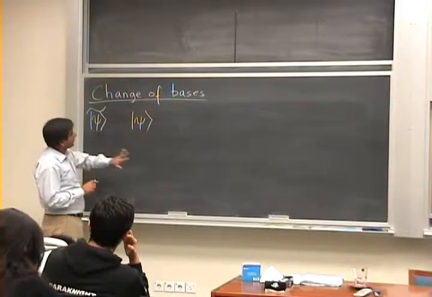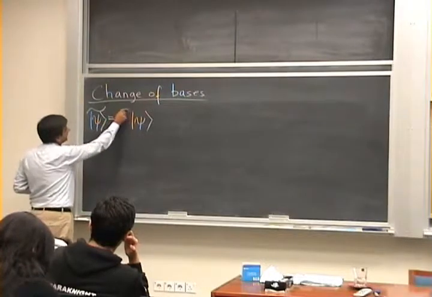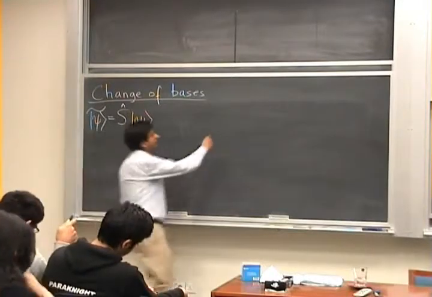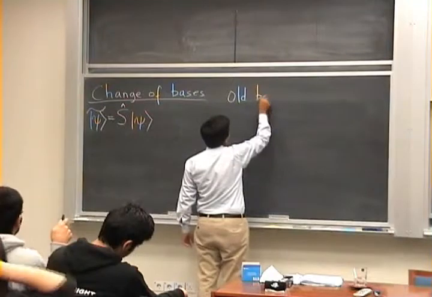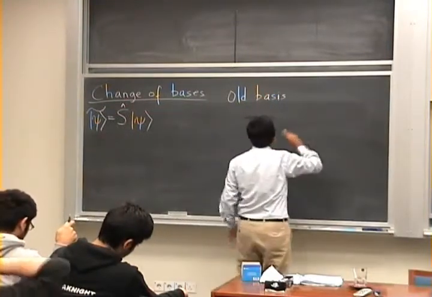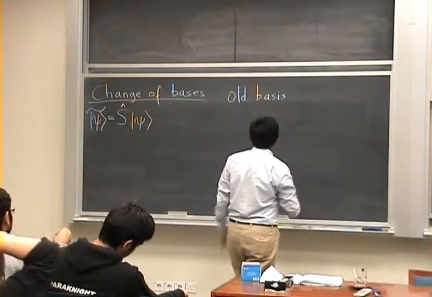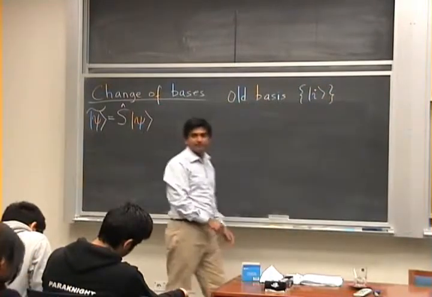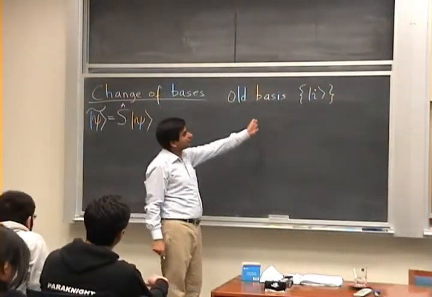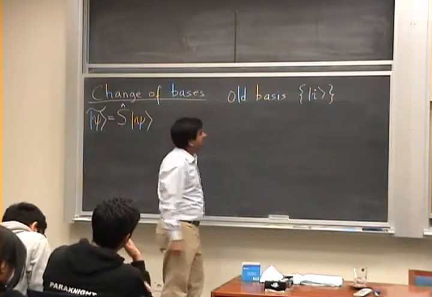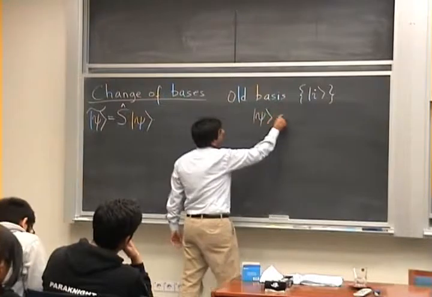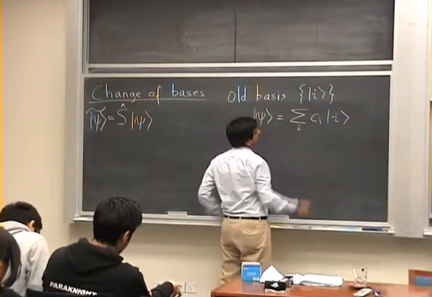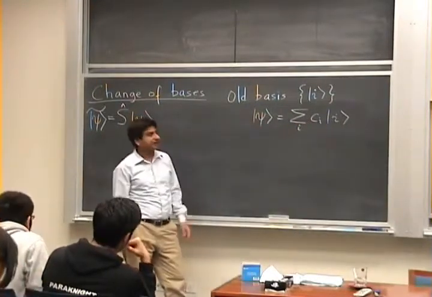And the representation is transformed by a matrix, which I call S. The old basis is given by a set of basis vectors denoted as ket i, and the state is written as a superposition of all of these basis states. So ket psi is just a superposition of the ket i's with the corresponding probability amplitudes.